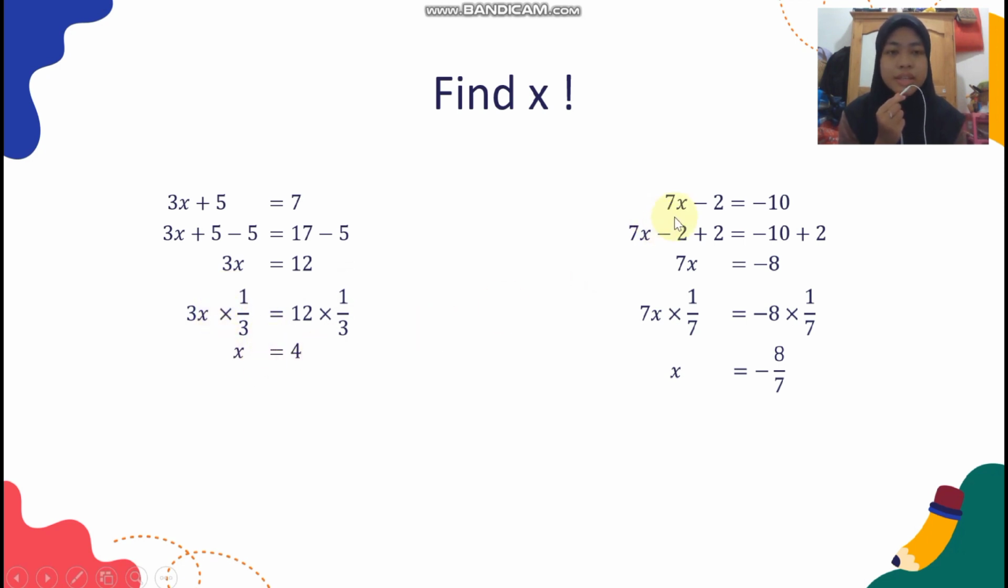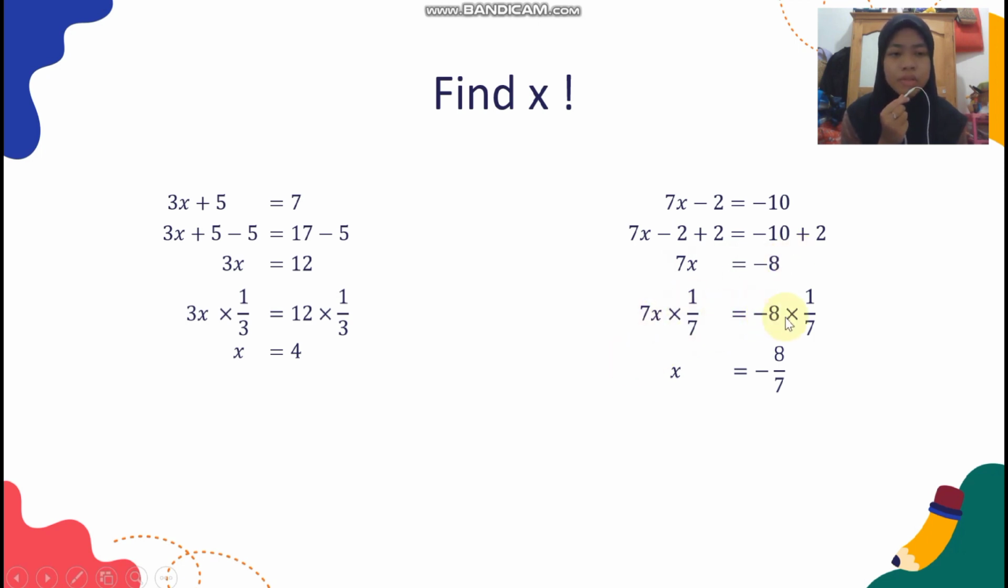The next is 7x - 2 = -10. On the left and right side we can add 2, and it will be 7x - 2 + 2 = -10 + 2, and it will be 7x = -8.